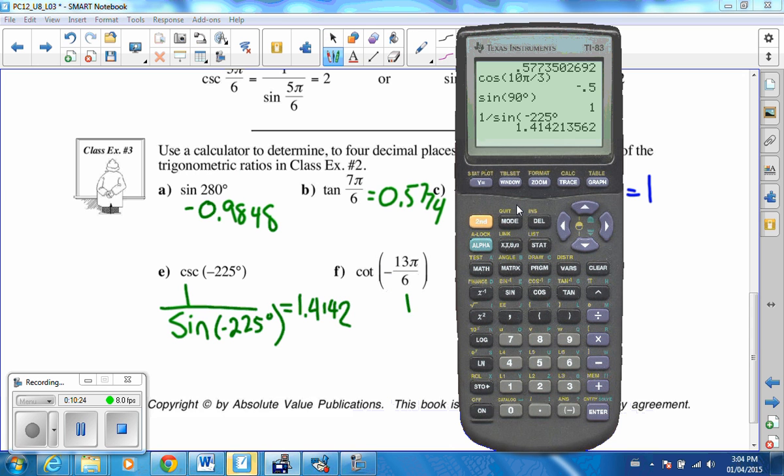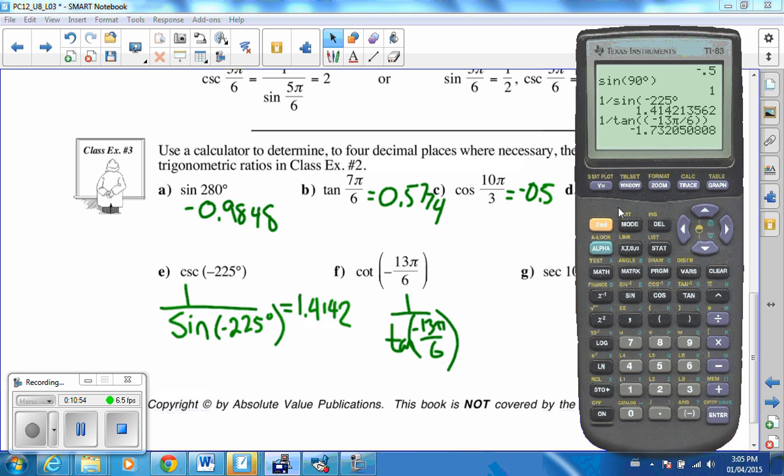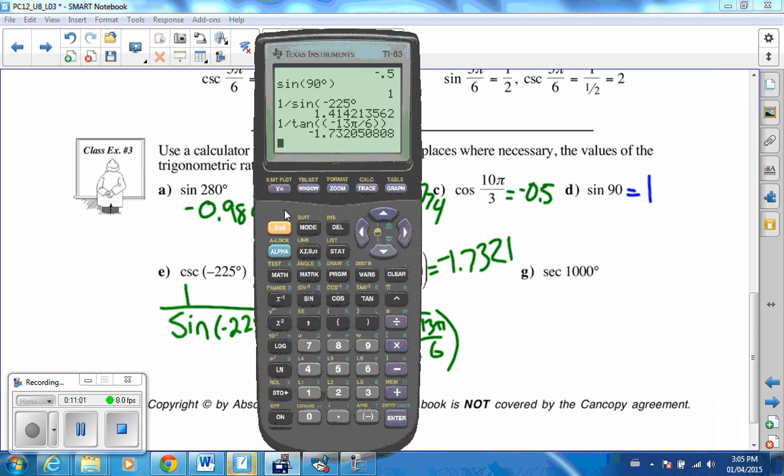Cotangent is 1 over tan. So I just go 1 divided by tan. Make sure I'm in radians still. Good. Negative 13 pi over 6 close brackets. Negative 1.732. 1, evidently by rounding.